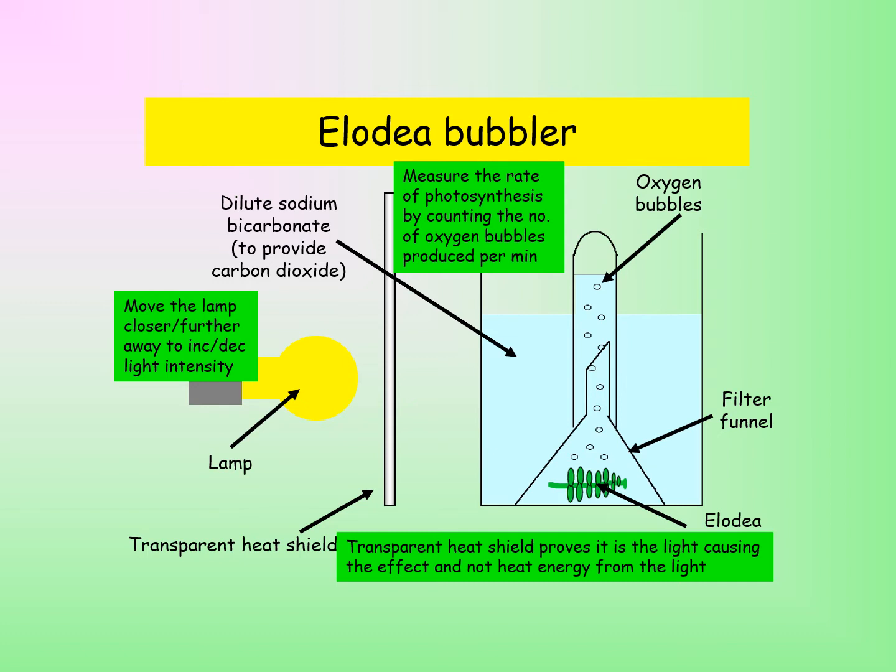Now, we use dilute sodium bicarbonate in the solution in order to provide the carbon dioxide for the Elodea, because remember, we need carbon dioxide and water in order for photosynthesis to take place.